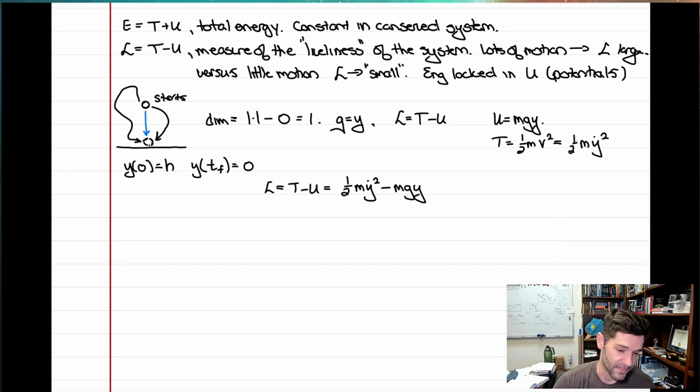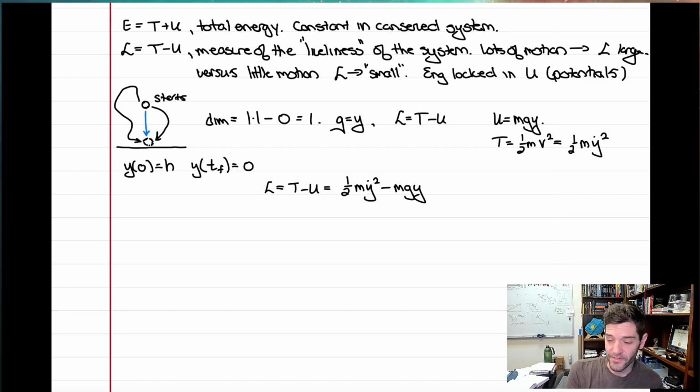You can think, as a quick example, if it starts from rest at the top, the Lagrangian is some negative number at the top, but then as it falls to the ground, it gains kinetic energy but loses potential energy. Eventually y equals 0, but y dot is going to be some number, so the Lagrangian is going to start negative and then become positive.